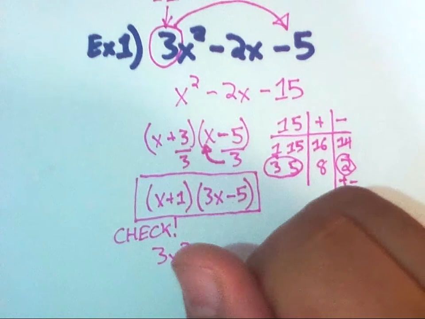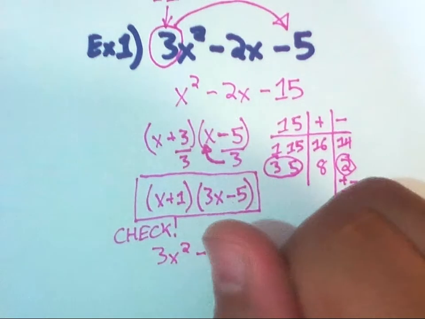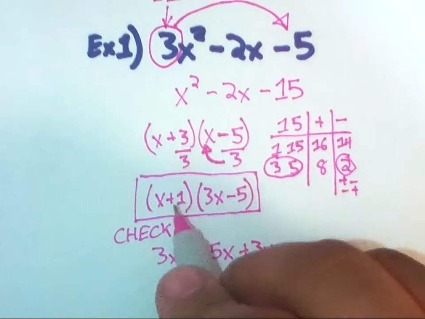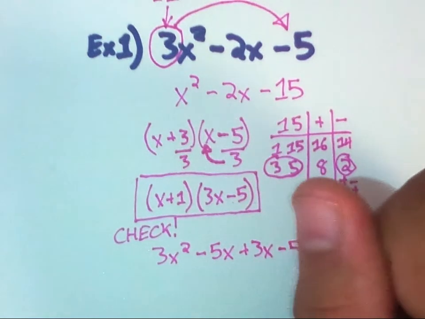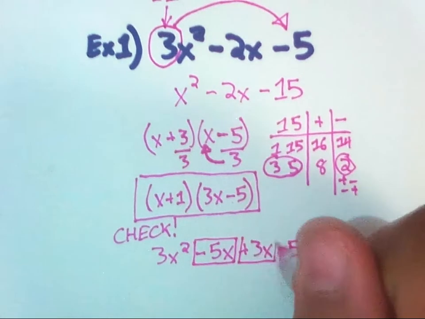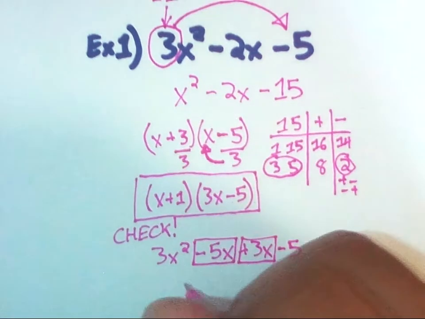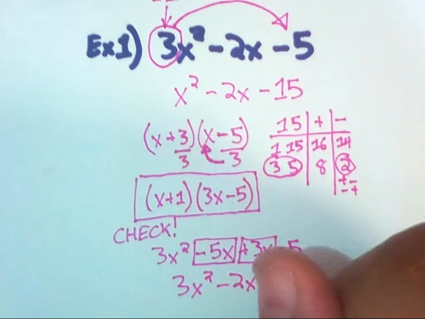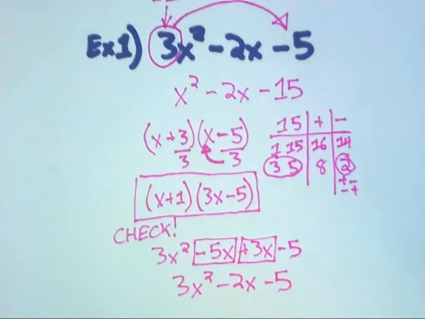Outside, x times minus 5, so that becomes minus 5x. Inside, 1 times 3x, that's 3x. And last, 1 times minus 5 would be minus 5. We can clean up negative 5x and positive 3x, and when we do that, we get 3x squared minus 2x minus 5. And it's very easy to see, that is the original polynomial we started with.